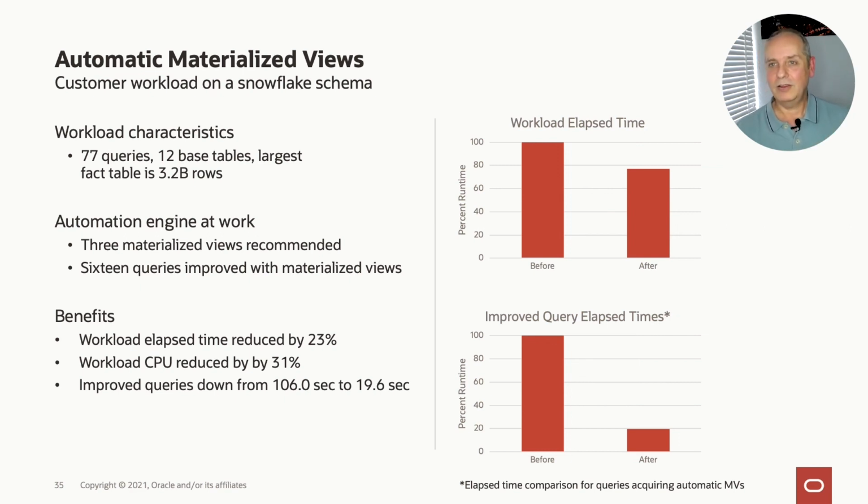So the trick with materialized views is to select a small number that can serve a large number of queries. That can be quite difficult to do, but we've built that into the automation, so it's pretty nice.